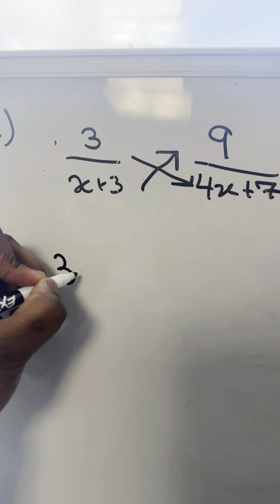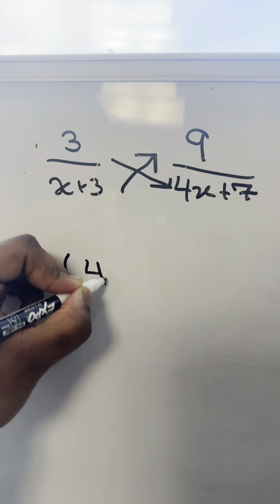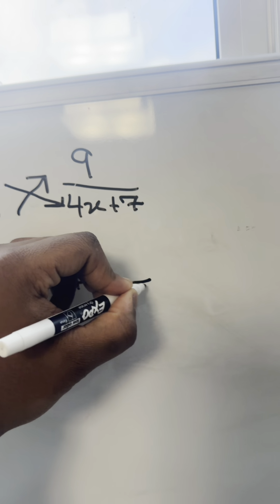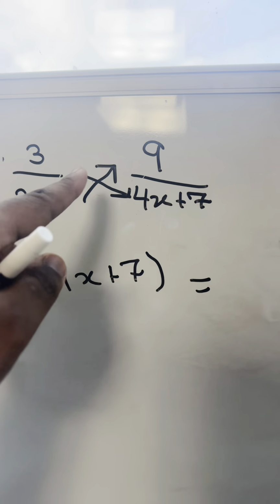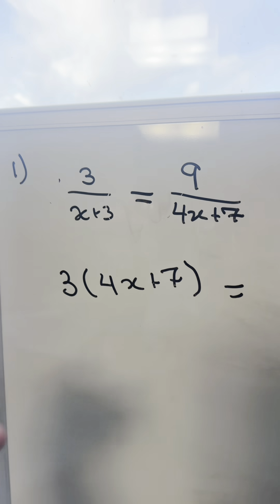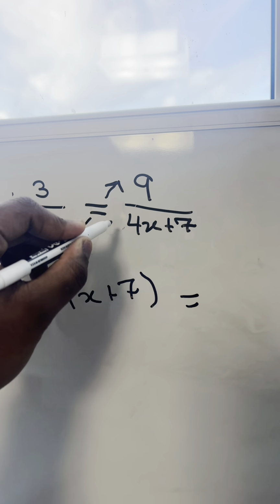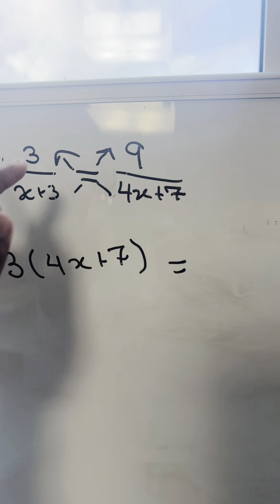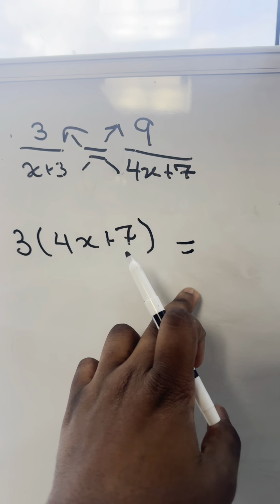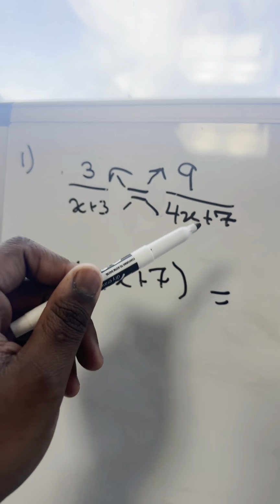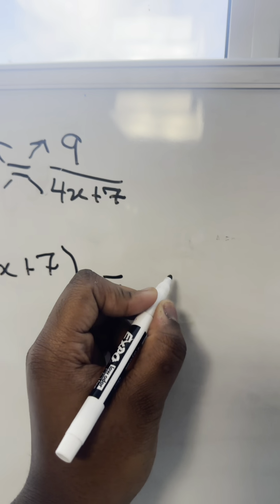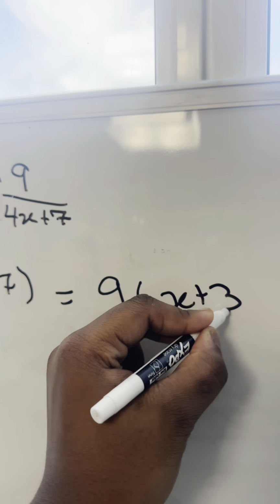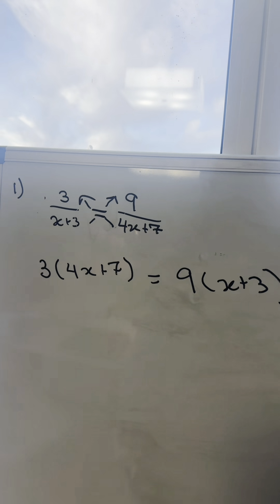You would just do 3 bracket 4x plus 7 equals. Keep in mind I just drew the arrow to show that you cross multiply, but the equal sign is always going to be there. This is you cross multiplying. After you multiply these two values, you always leave the equal sign. So we have 3 and then 4x plus 7, and then right after we would have 9 bracket x plus 3.